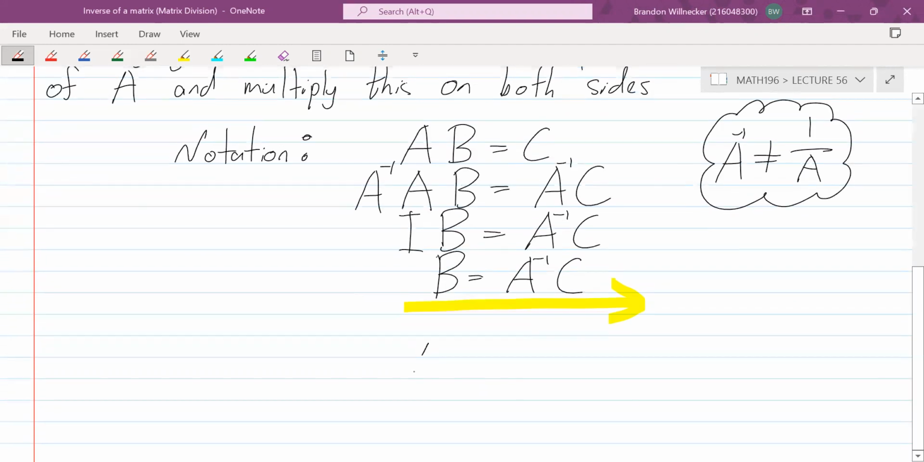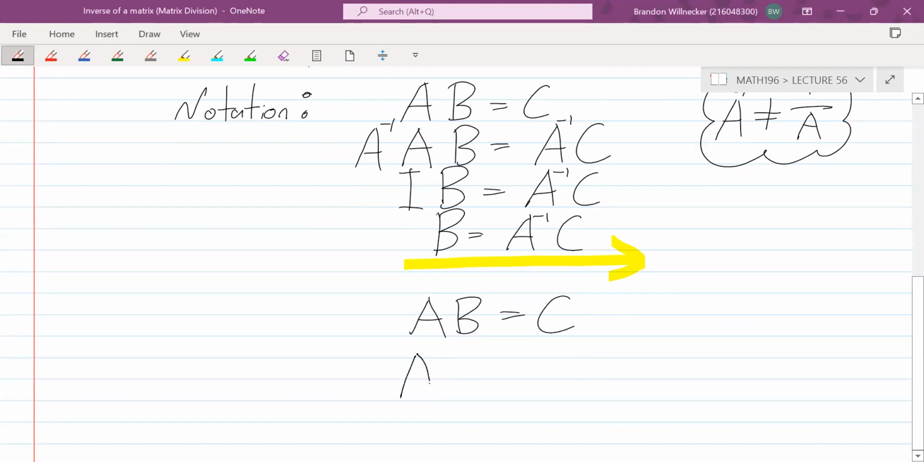Okay, so let's just look at this one. If I have A times B is equal to C, and I want to undo that multiplication by B, I need to do a right multiplication by B inverse. So it's going to be A, B, B inverse is equal to C, B inverse. Again, I have to do it on both sides of the equation.